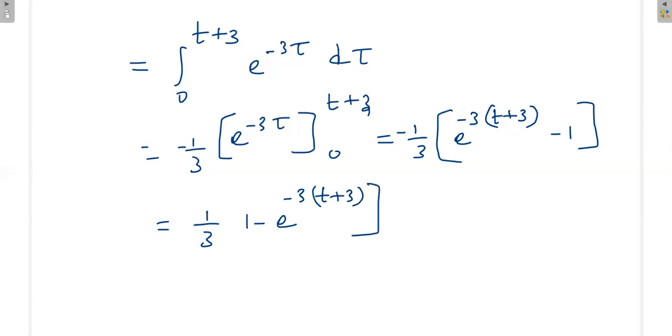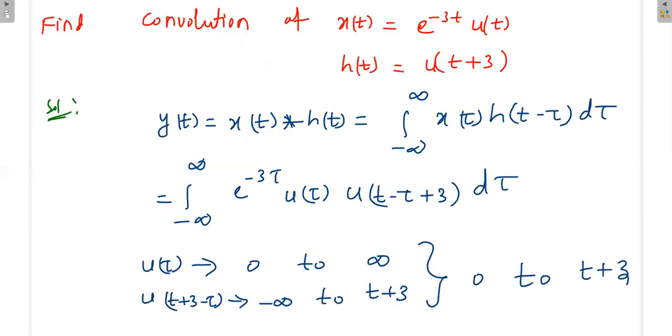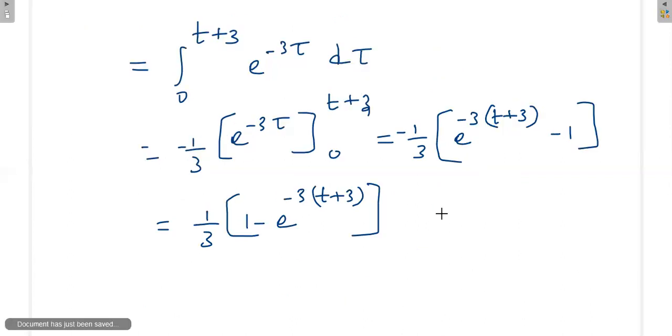Again this is valid from 0 to t plus 3, and in general that is 0 to t plus 3, or it's like u of t.